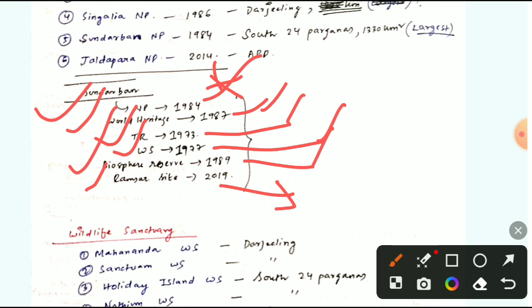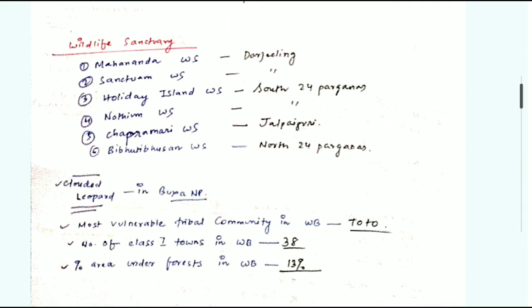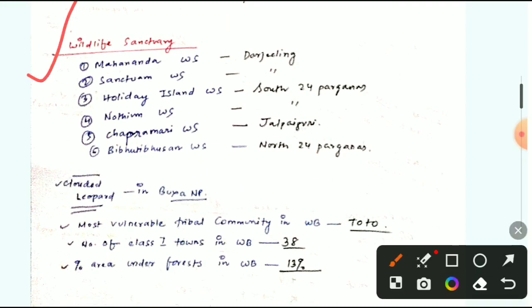So many times it comes that Sundarban was considered a Ramsar site in the year 2019, and national park in 1984. So you have to see the gap of years, how it got changed to different status. Next important thing is Wildlife Sanctuary of West Bengal.